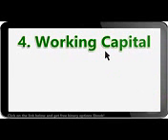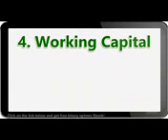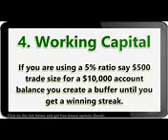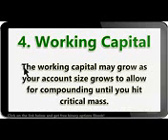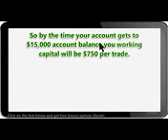4. Working capital. Working capital is based on your maximum risk ratio, which ensures your account can sustain several consecutive losses. If you are using a 5% ratio, say a $500 trade size for a $10,000 account balance, you create a buffer until you get a winning streak. The working capital may grow as your account size grows to allow for compounding until you hit critical mass. So by the time your account gets to a $15,000 balance, your working capital will be $750 per trade.